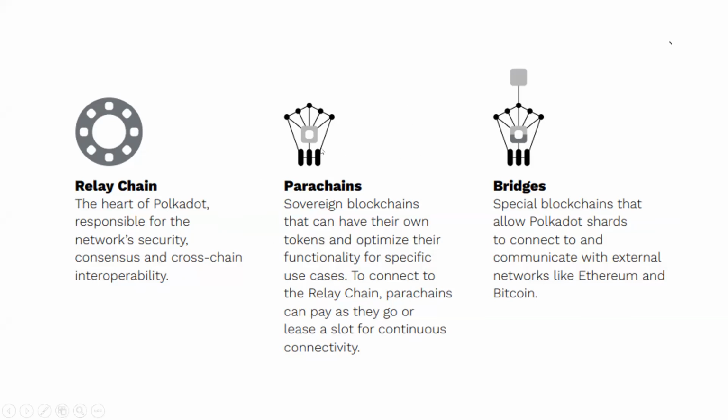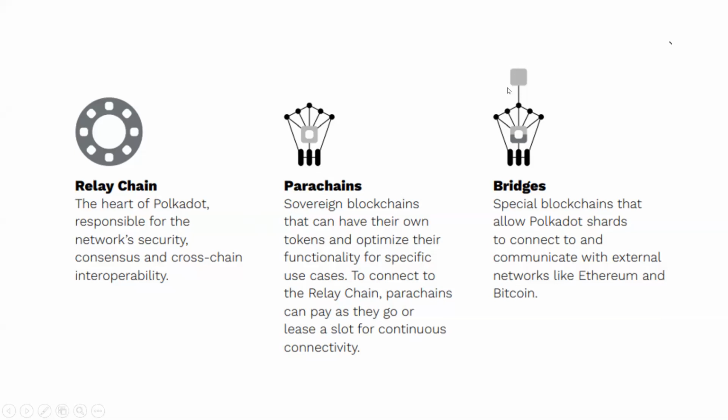And parachains are nothing but sovereign blockchains. They have their own use cases, their own tokens, their own application domain, and so on and so forth. To connect to the relay chain, parachains can pay as they go, or they can lease a slot for continuous connectivity. So they need something called a slot to connect to the relay chain, and they can buy it as they go, or they can lease it also, right?